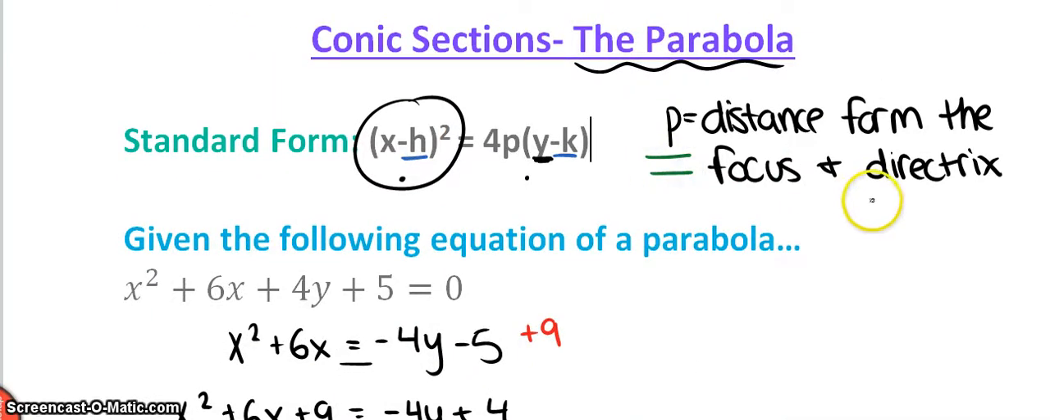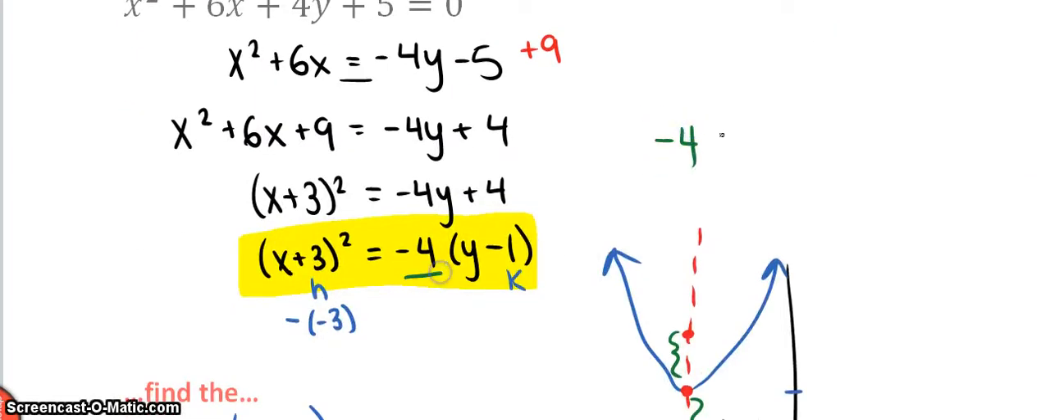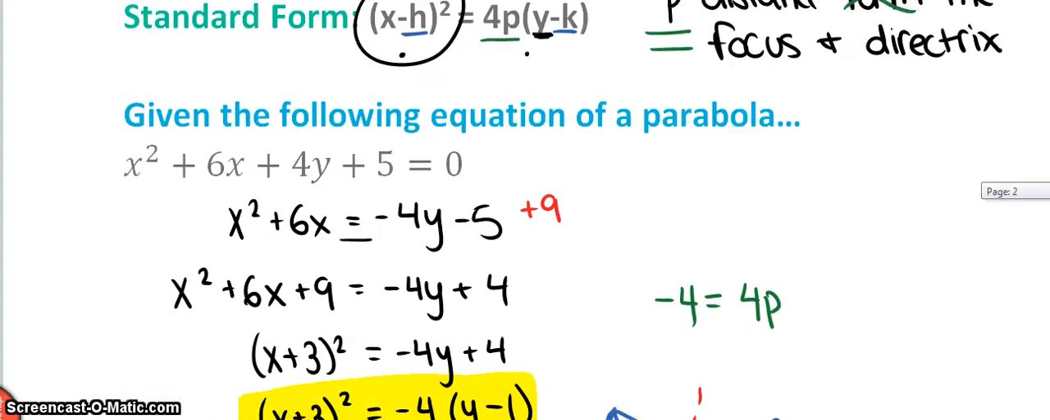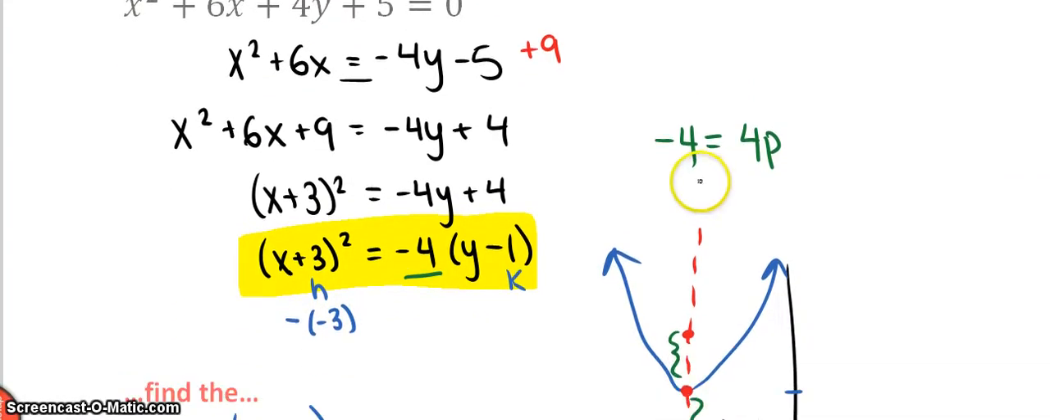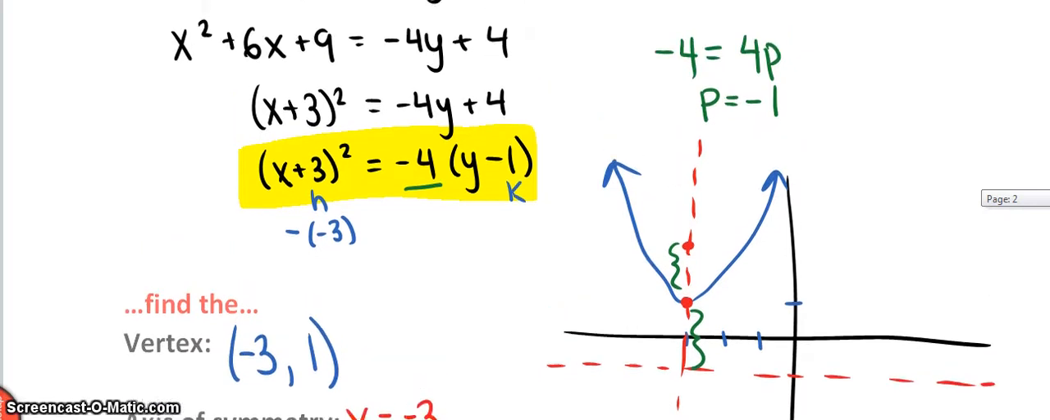So with that said, if you go back to our standard form, remember that p is the distance from, that should say from, not form, sorry about that, the focus and directrix. Okay, so whatever our p-value is, the coefficient in front of the y minus k, this -4 is equal to 4p. Okay, so that's not our p-value yet. It's 4 times p, but we can solve for p given this equality. Okay, so if we divide both sides by 4, we get that p is -1. So with that said, our focus and directrix are -1 units away.